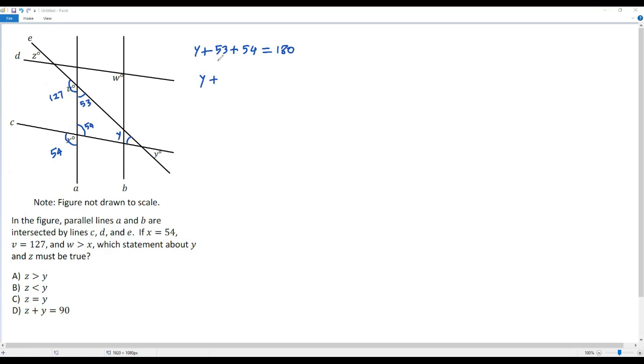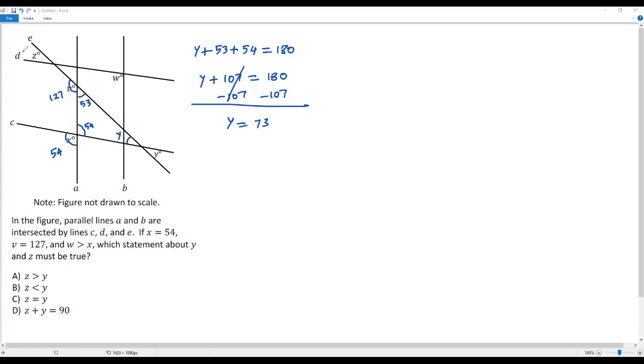Okay, y plus, when I combine this one and this one, I am getting 107, so y plus 107 equals 180. Let me subtract 107 from both sides of this equation. Then this positive value and negative value will cancel out. I am getting y equals, when I combine these two values, 73. Okay, here I got the value of y, that is 73.